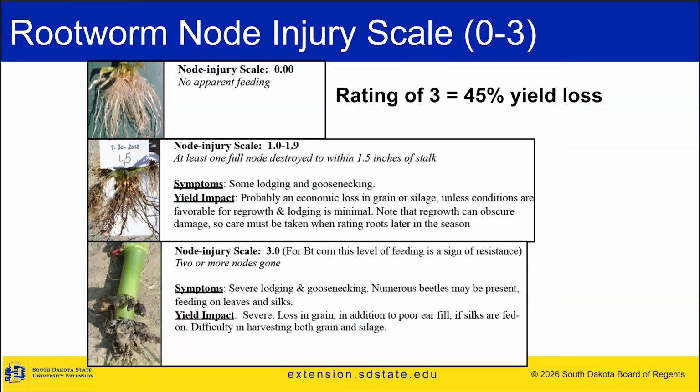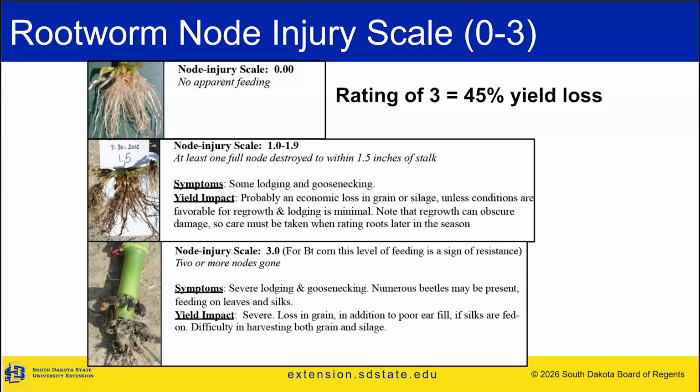For corn rootworms, we use a rootworm node injury scale for our research. We'd recommend, if you think you're having an issue, this is one of the things you can do to determine how bad your pressure is out in your field. I will tell you though, after years of digging corn roots, that this is a lot of work. For our research, we're typically digging thousands of roots in about a period of a week. And so it's great cardio and upper body workouts, but you will feel it the next day.